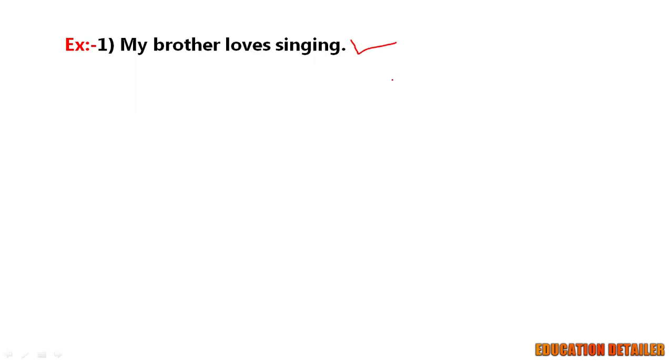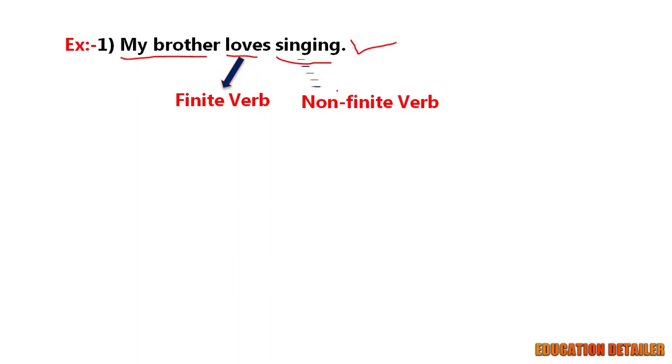My brother loves singing. Here loves is the finite verb and it agrees with the subject, my brother. And the tense of the verb is present tense. Singing is the non-finite verb here because unlike loves, it does not have a subject or tense. When I change the subject to I, it will be the same, like I love singing.